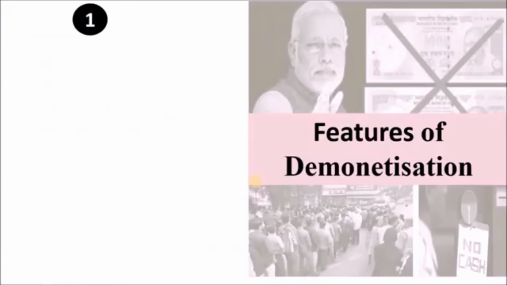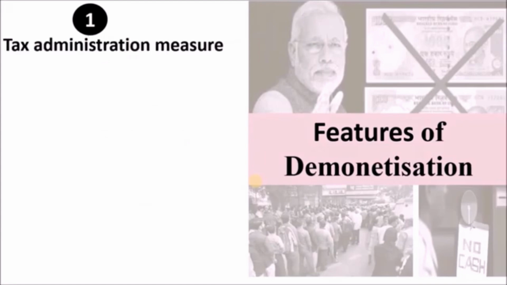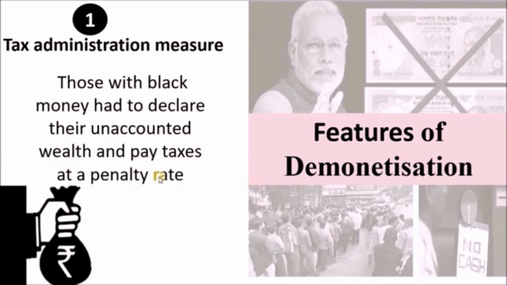So we'll start with the features of demonetization. The first feature is tax administrative measure. So those who had black money which was not declared, if they want to make that money as white money, they had to deposit that in bank and they have to pay taxes at a penalty rate.